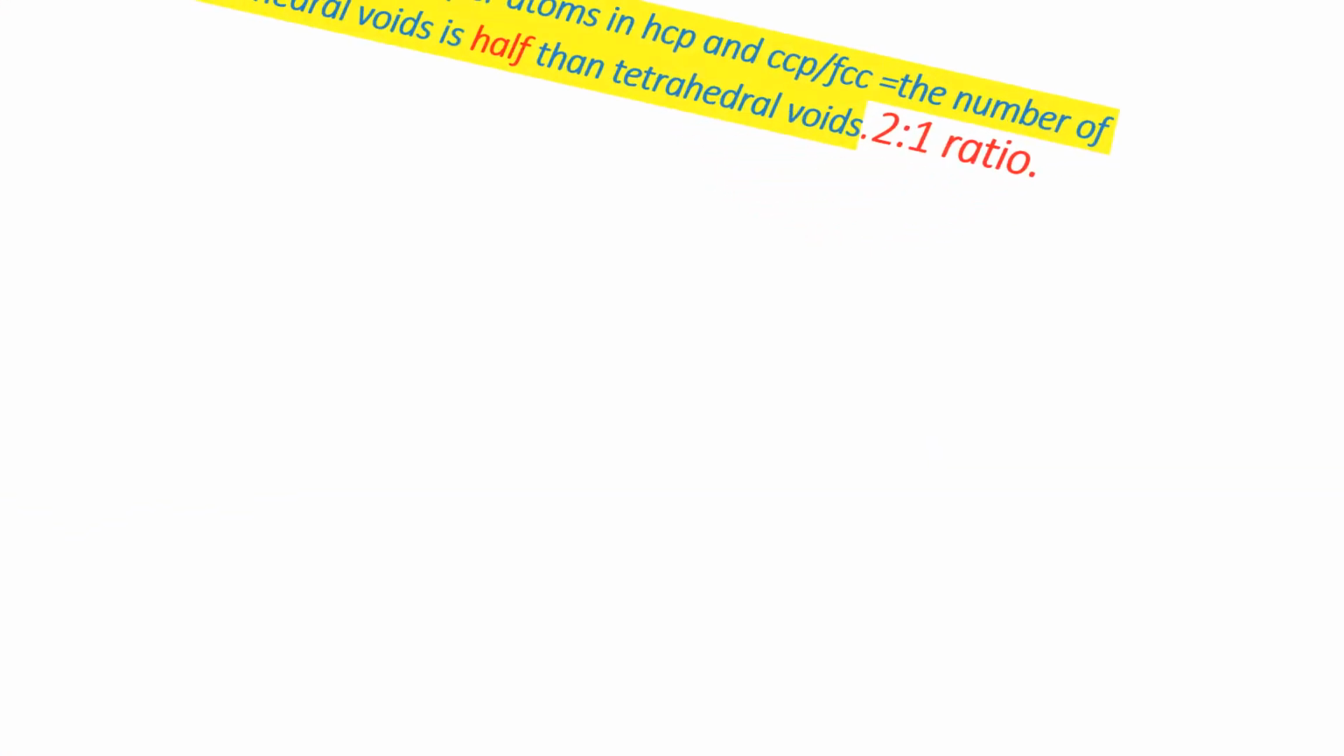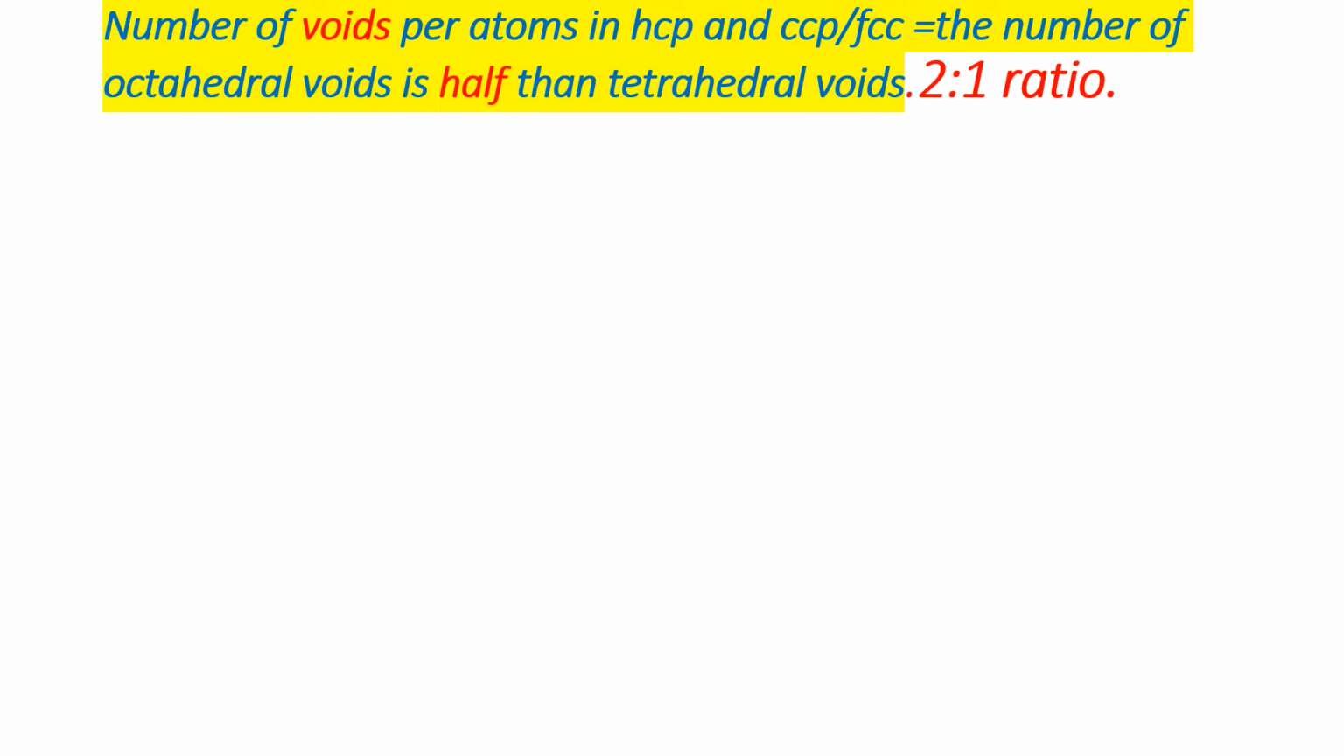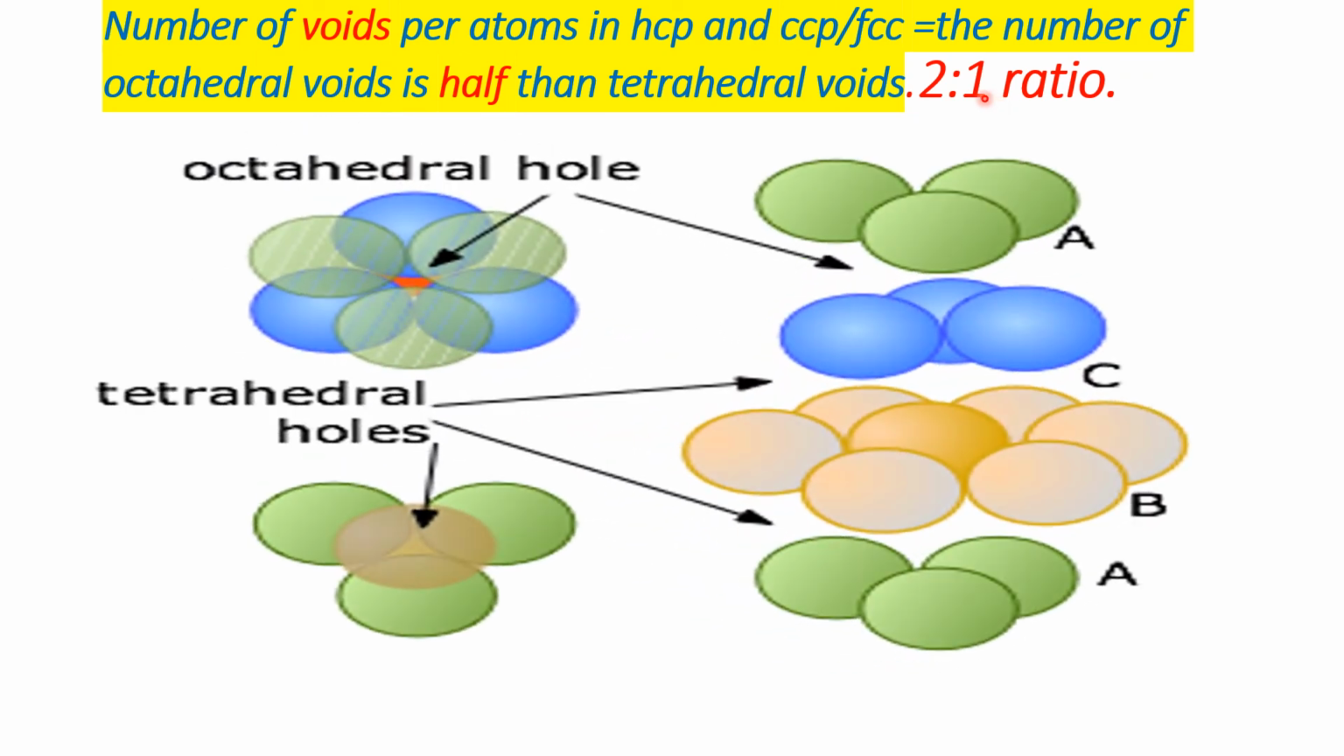Next one, the number of voids per atom in hexagonal close pack and face centered cubic close pack: the number of octahedral voids is half the number of tetrahedral voids, that is 2:1. If tetrahedral has 4, then octahedral has 2. That is a 2:1 ratio. These are simple octahedral holes and these are tetrahedral holes.